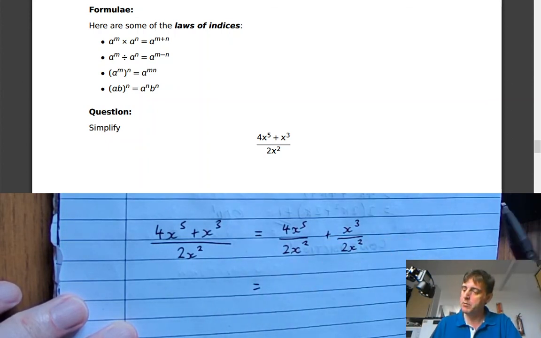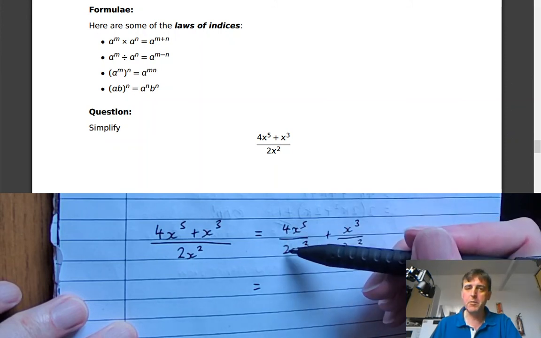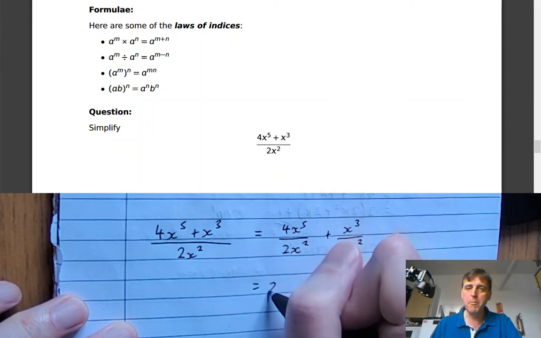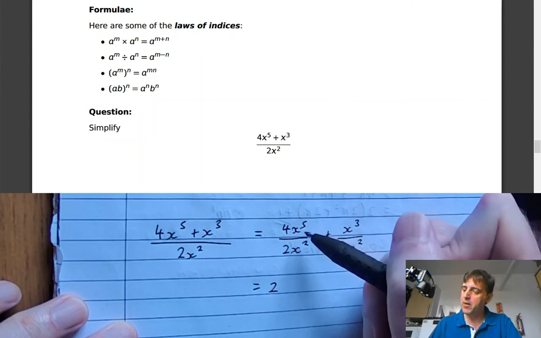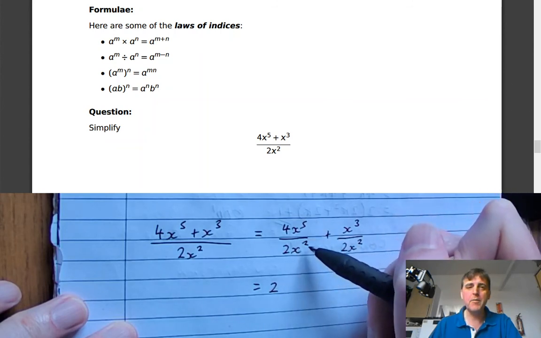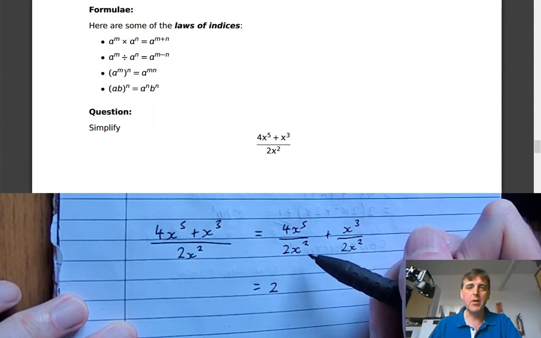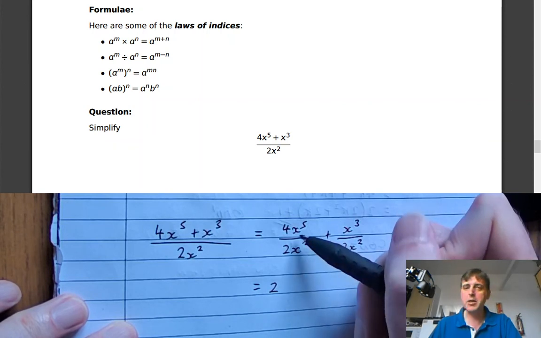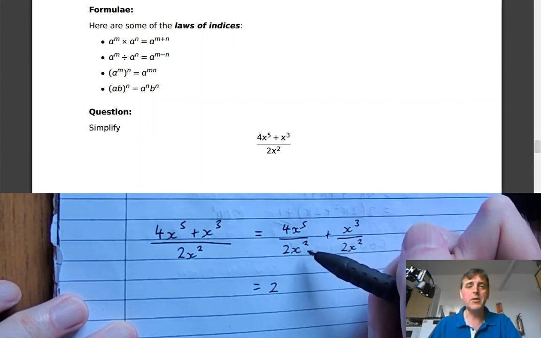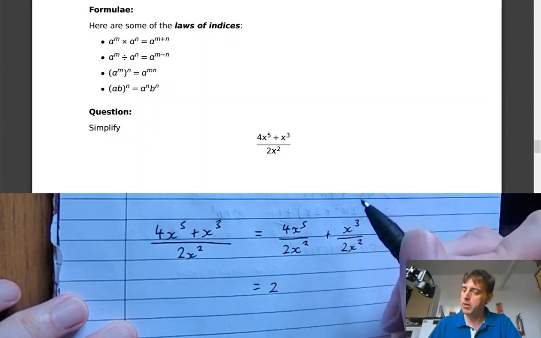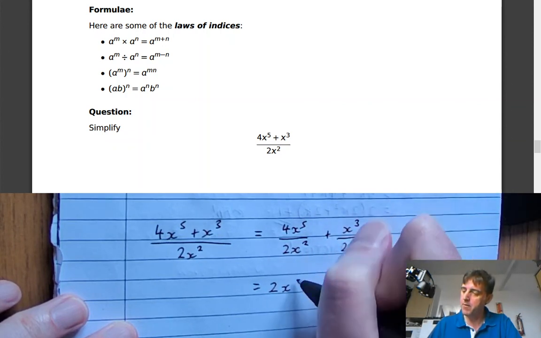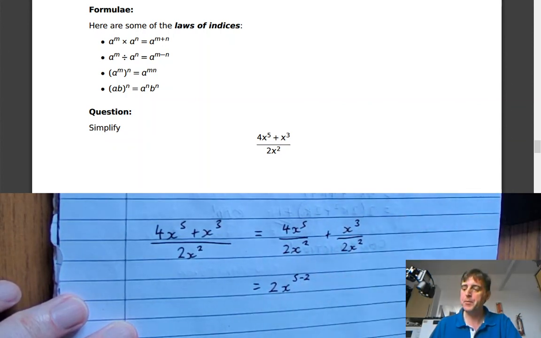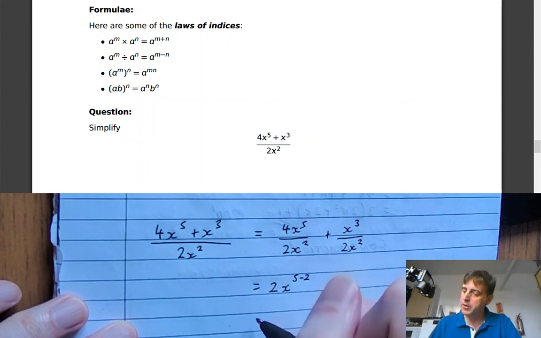Well, looking at what we've got here, the 4 divides by the 2 to make us a 2, and then the x to the 5 divided by x squared, well, that's actually going to be our second rule, isn't it? Where we have the same base here, in this case x, these powers are going to be subtracted here. So we're going to have x to the power of 5 minus 2 here. And that, of course, is going to simplify to 2 times x cubed.